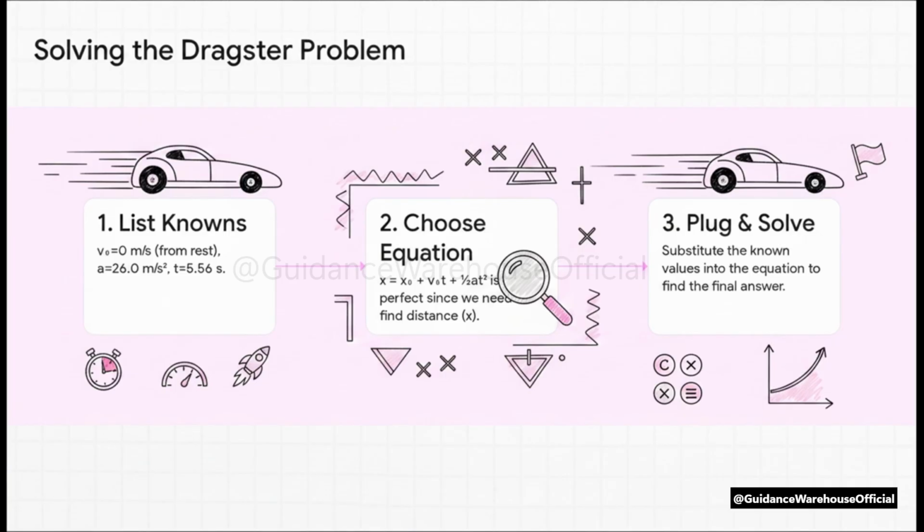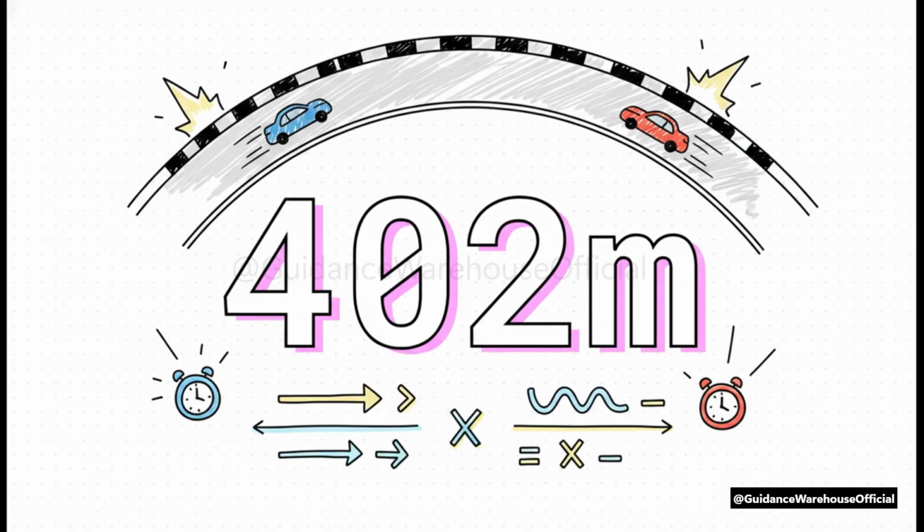Second, you play detective and pick the right tool for the job. We want to find the distance, and we know the time, so equation 2 looks perfect. And finally, you just plug in the numbers and solve. And what do we get?